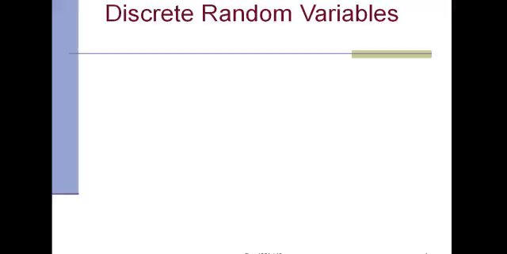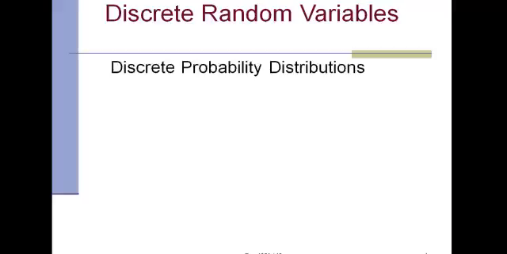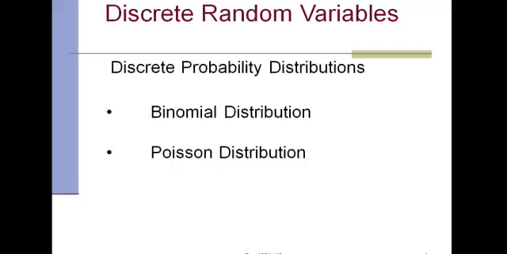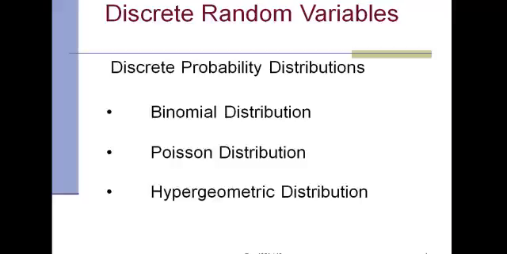And we're talking about discrete random variables, which means that, first of all, the values for our variable x will be countable values. They'll be whole numbers. And they can be many different values. There can be many different values for x. And we're going to look at primarily three discrete probability distributions. One is called binomial, the second one is Poisson, the third one is hypergeometric.